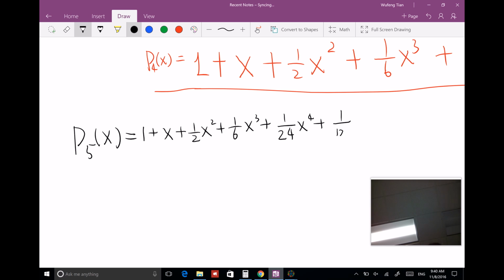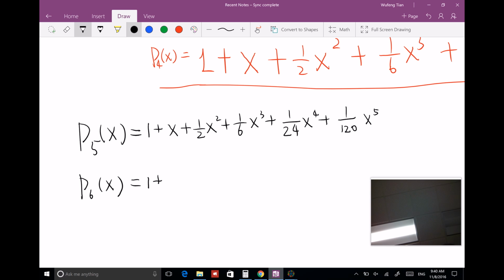120. Okay. How did you get 120, Lacey? Multiply 24 by 5. Perfect. You multiply by 5 because it's the fifth power. You get 5 times 4 times 3 times 2 times 1. When you take a derivative, it's kind of like you multiply by the next number. So 24 times 5, you got this. That's perfect. And you can continue. P6(x): we have 1 plus x plus 1 over 2 x squared plus 1 over 6 x cubed plus 1 over 24 x to the fourth plus 1 over 120 x to the power 5.